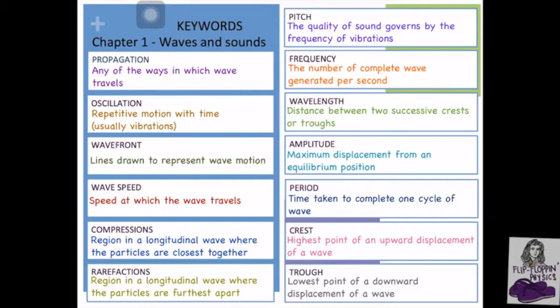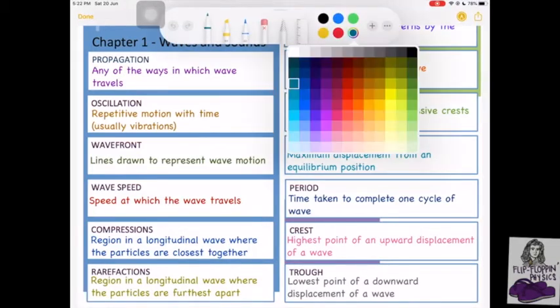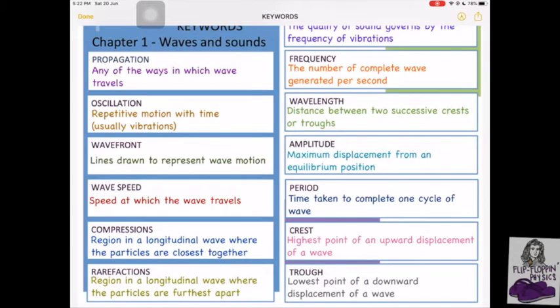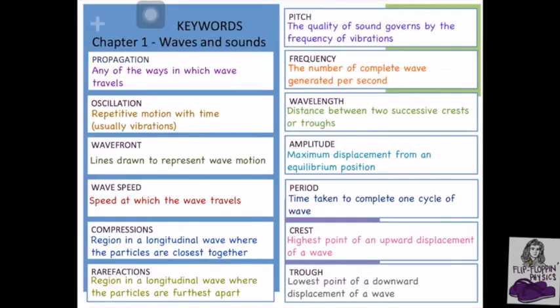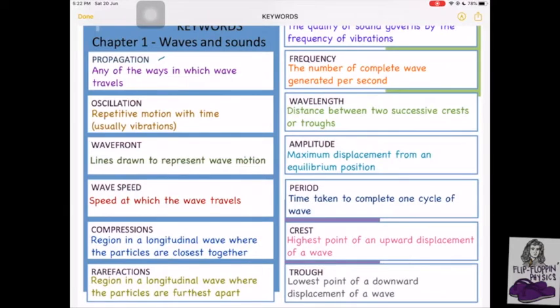Okay, so today we're going to be looking at types of waves. But before we start with the chapter, there are a few words that you need to be familiar with. Some of the words are written here. And the first one is propagation. So you need to know that propagation means the way in which a wave travels.